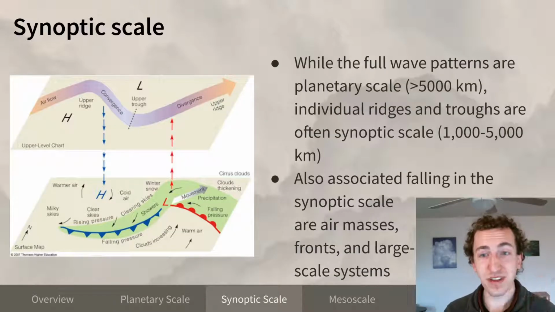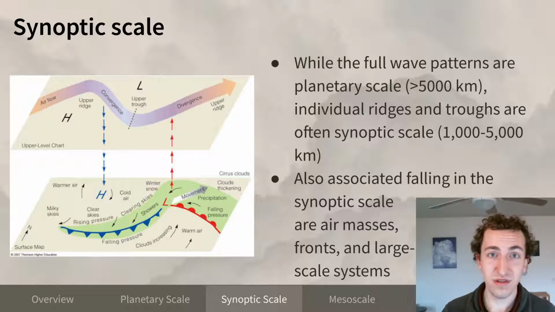So next up, we're going to connect that to the next scale down, synoptic scale, and I will see you soon for that.